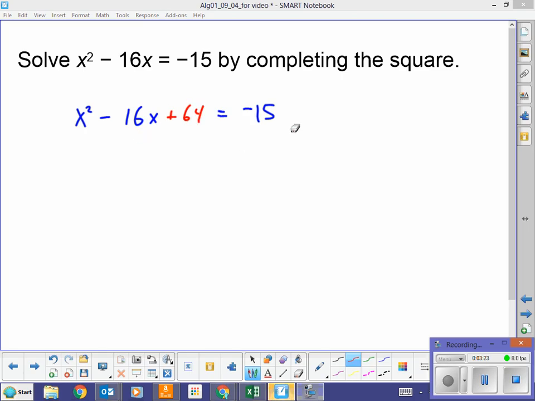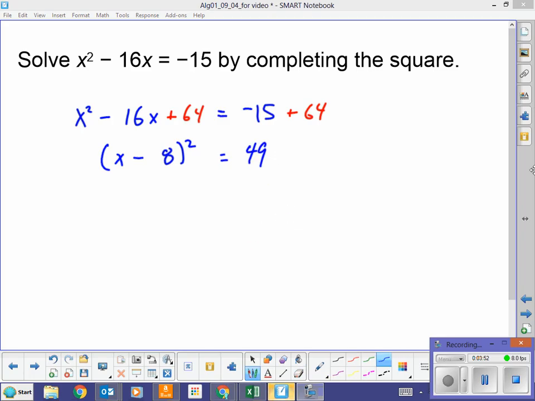And remember, since we're dealing with an equation, whatever I do to one side of the equation, I must do to the other. Okay, so now I can factor this into x minus 8 quantity squared, and then 64 and negative 15 is going to be 49.